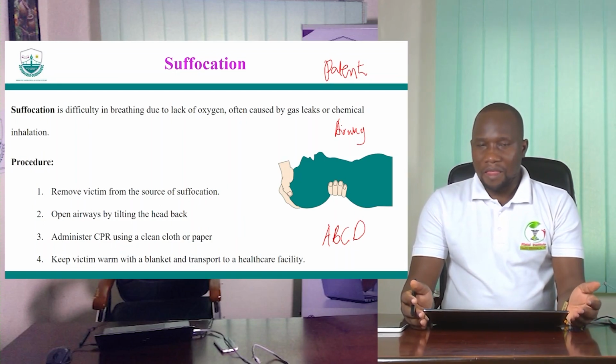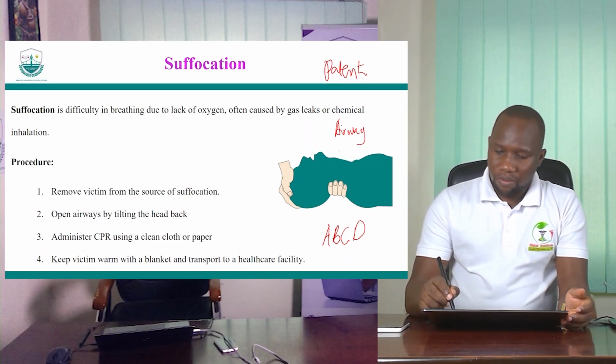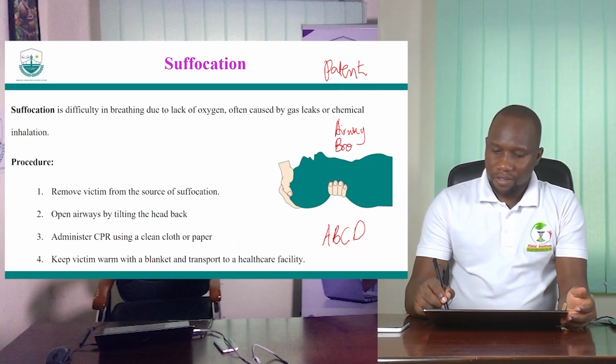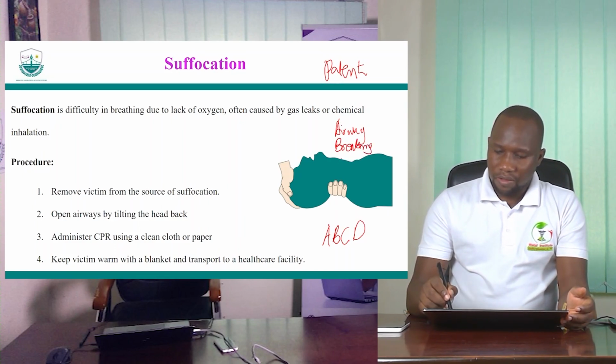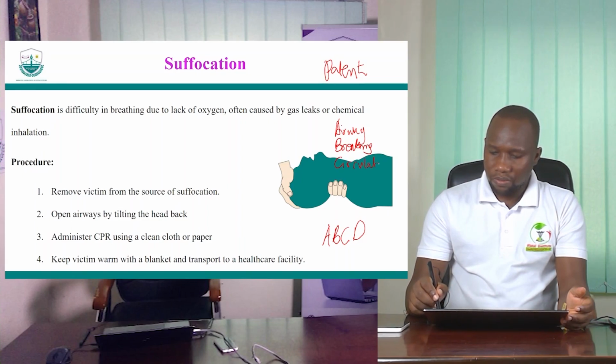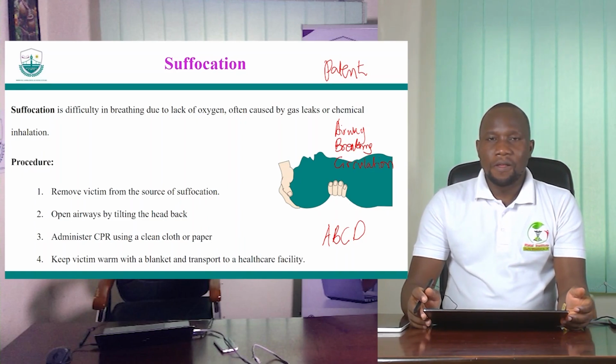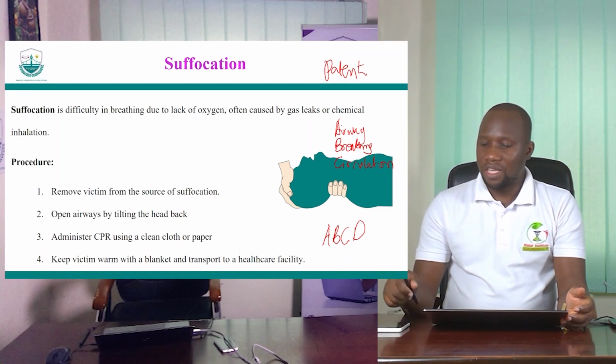Then the C is to check if the blood is flowing normally, what we call saturation. So B is breathing, and then C is what we call saturation. You want to see if blood is moving. How do you see that? We check for the pulse.